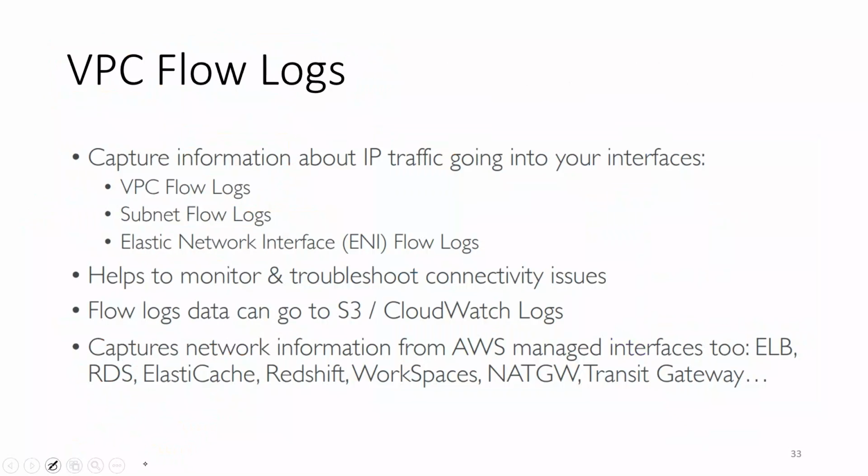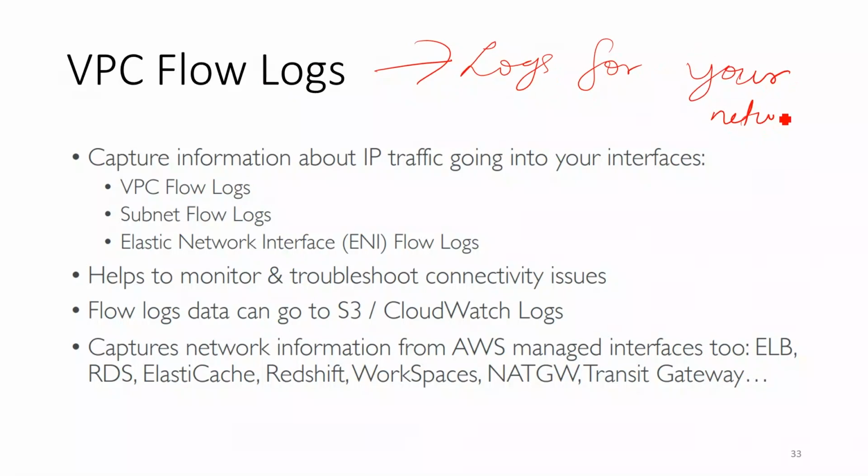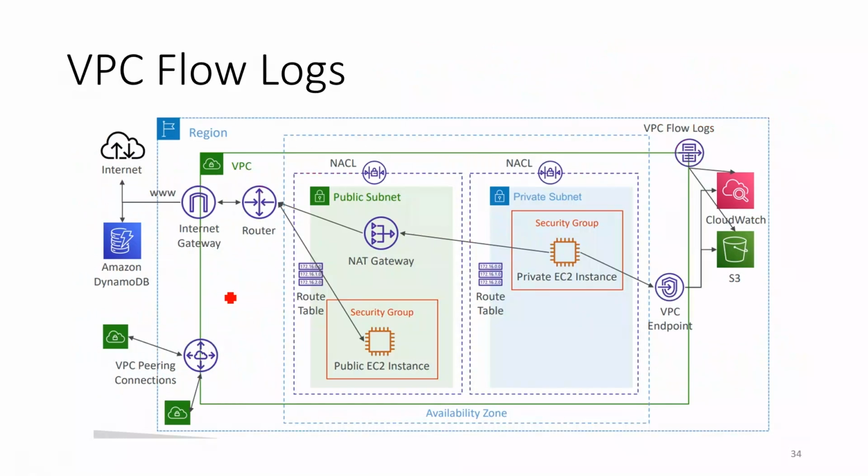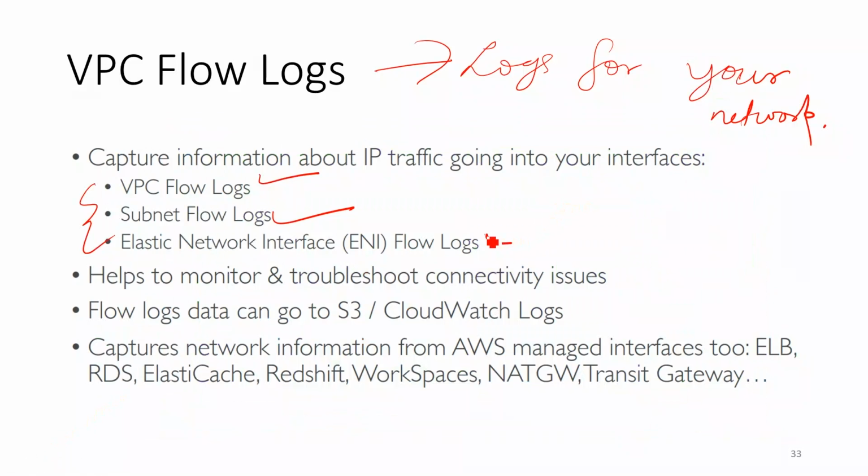Okay, VPC Flow Logs, guys, and as the name suggests, these are logs for your network. They capture log information about IP traffic going into your interfaces and out of your interfaces. So basically we have these types of logs: VPC flow logs, subnet flow logs, showing what traffic is going inside and outside of your subnets, and then we have elastic network interface ENI flow logs.